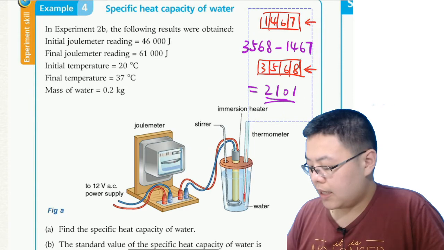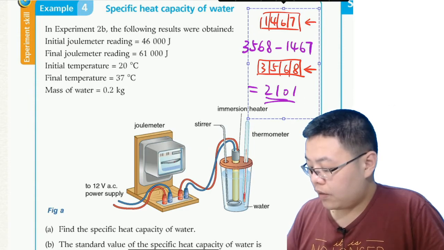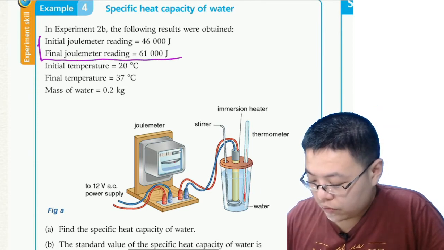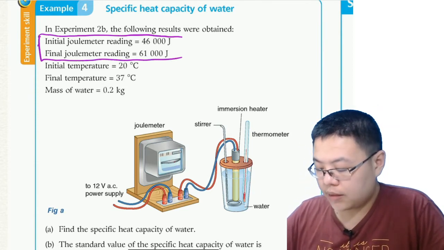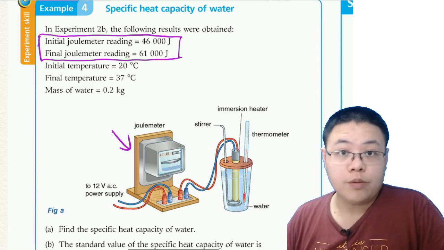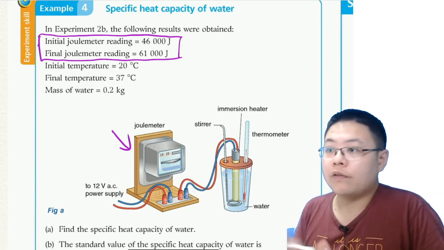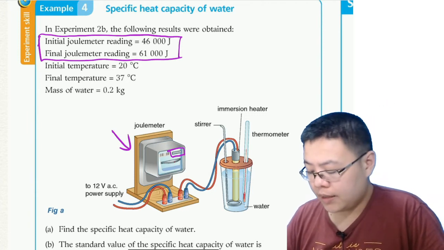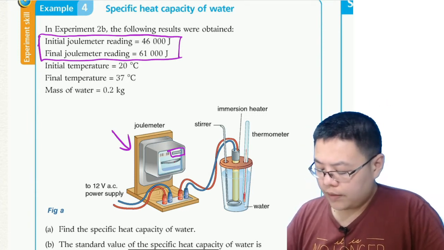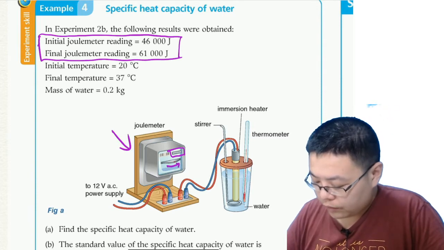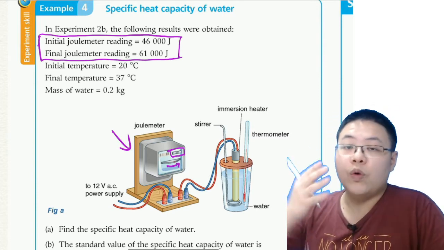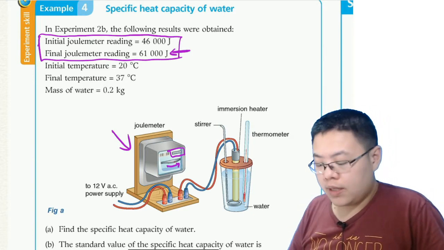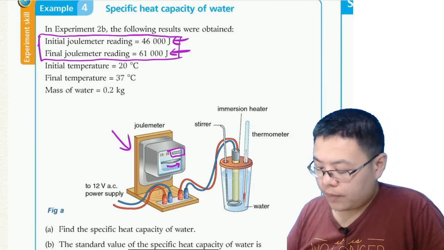So this is an example of how a 煤氣錶 works. And for these two readings, it also works the same way. Before the experiment starts, the joule meter already has a certain value or reading here in the box. You can read it. And then after the experiment, this plate will rotate and rotate, and the number will increase. Increase to what value? 61000 in this experiment. It changed from this to this.